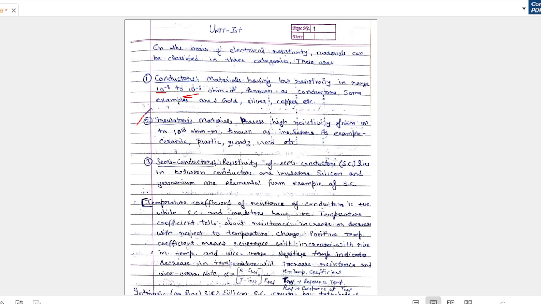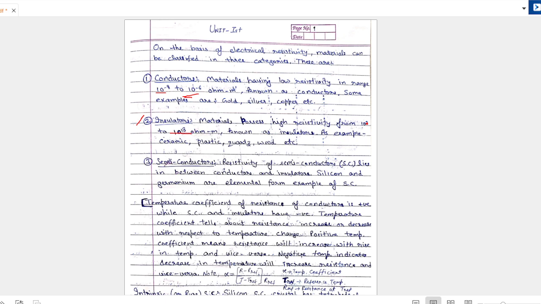Insulators are the materials which have very high resistivity and very low conductivity. Resistivity is the property to oppose the current. So as its resistivity is very high, it opposes the current very much, so it does not allow current to pass through it. Its resistivity is in the range of 10 to the power 7 to 10 to the power 18 ohm meter. Examples are plastic, wood. Almost all non-metals are insulators, except germanium.